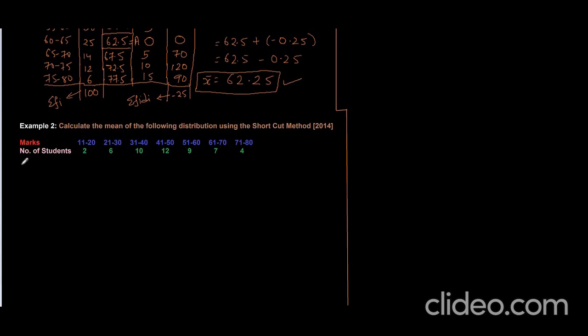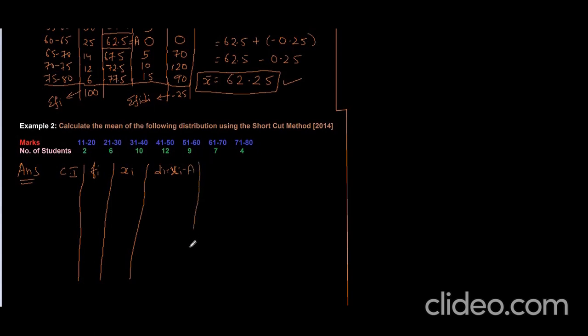So first of all, we are going to write the answer in our answer paper, and then we'll write down the class interval, Ci, and then the number of students, that is our frequency. Ci is given, that means you have to find out class marks, Xi. Then you have to find out the assumed mean, because it's a shortcut method. Then you require to find out Di is equal to Xi minus A, and then FiDi.